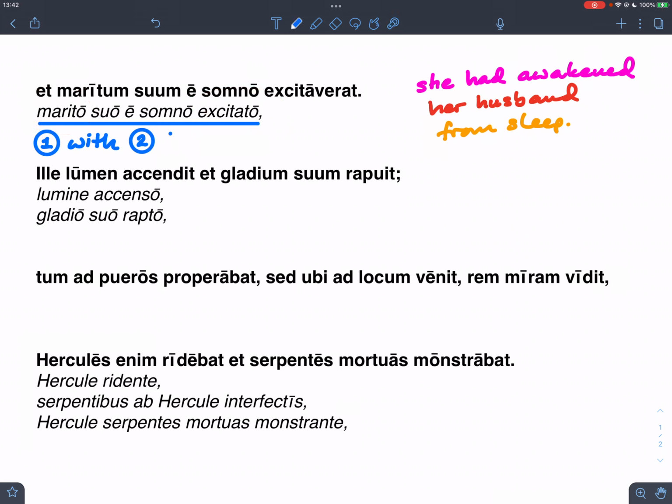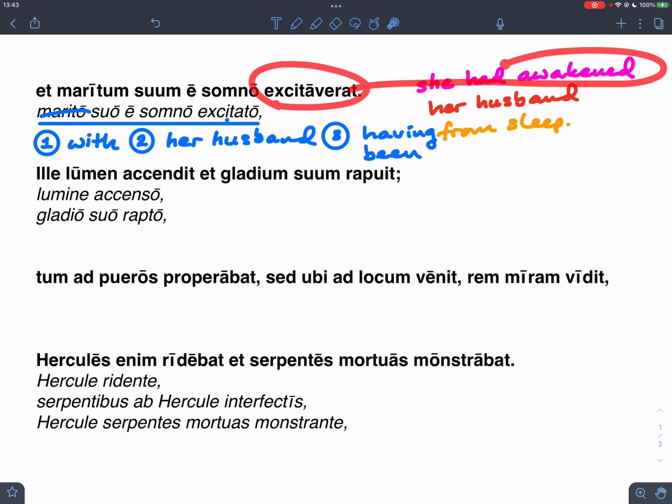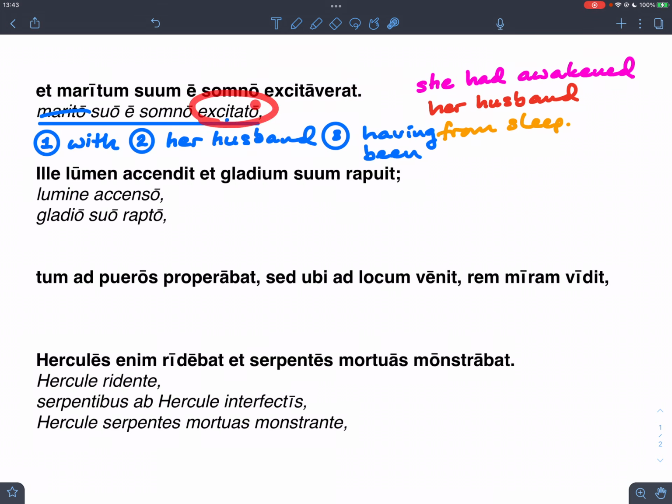So with marito, her husband, right, that takes care of marito. And then my other word, excitato, with her husband, because I don't see the NT in there, I know my rule tells me I'm going to say "having been." And the word up top, excitaverat, meant to awaken. I'm just going to use that same meaning, but I'm going to use "having been" before it. So with her husband, having been awakened, and let's not forget what's in the middle.